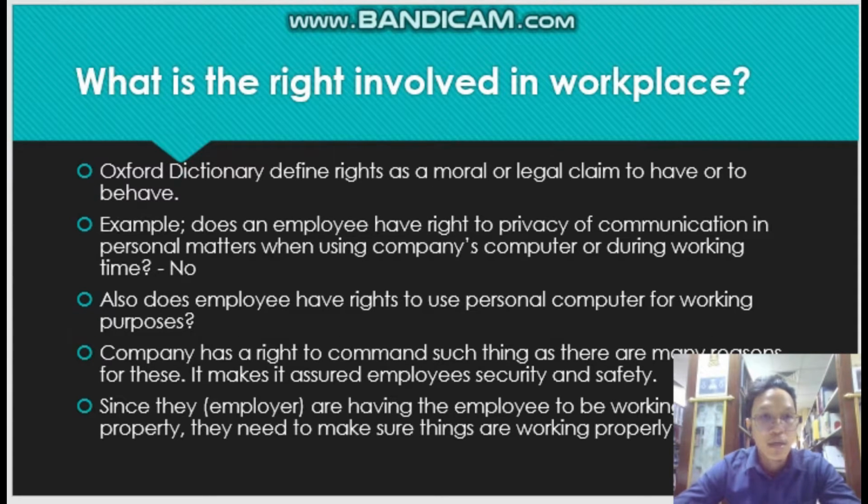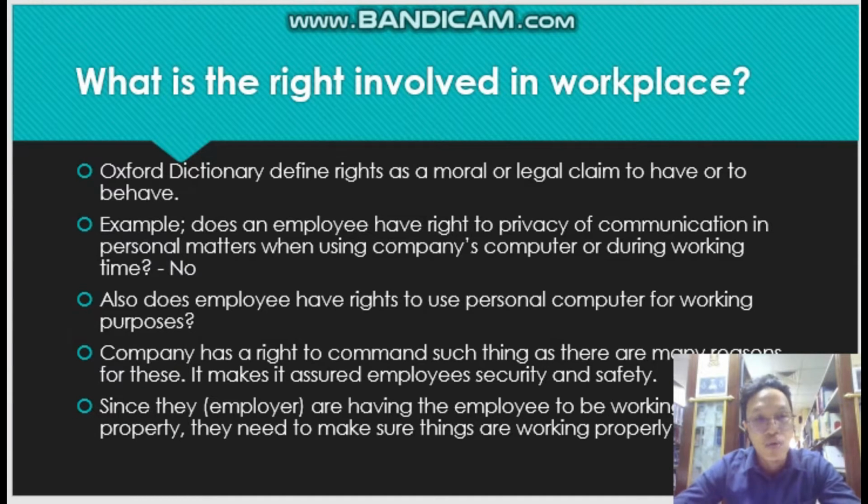So what are the rights involved in the workplace? Actually, in the Oxford Dictionary, a right is defined as a moral or legal claim to have or to behave. For example, does an employee have the right to privacy of communication in personal matters when using the company's computer or during working time? No, right?